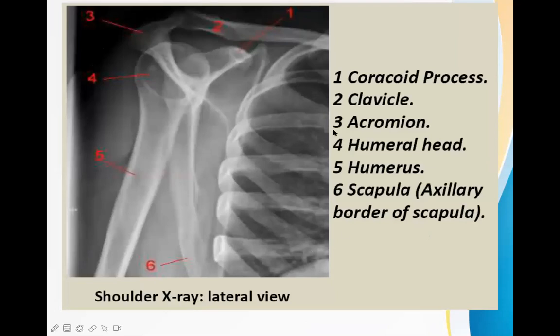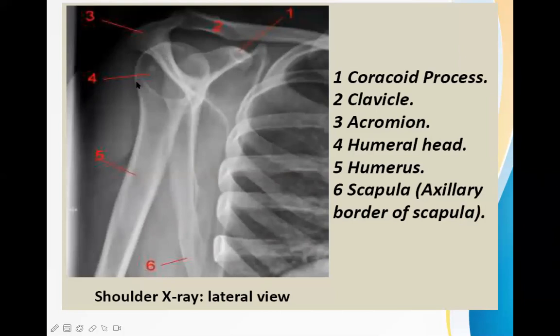So this is again shown here. And in the orthopedics viva exam, wherever you go, this type of question is very commonly asked. We just take this type of X-ray and point it out, and we want students to tell the name of these important landmarks. See this? So this number 5. What is this number 5? Humerus. Which part of the humerus? Shaft of the humerus. Very good.